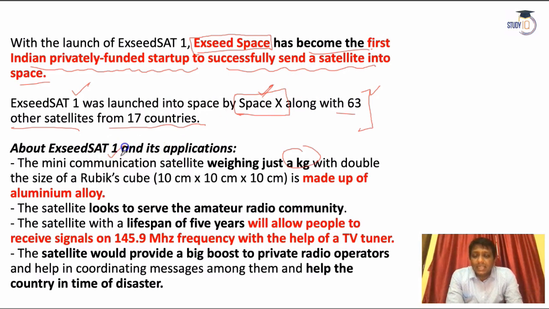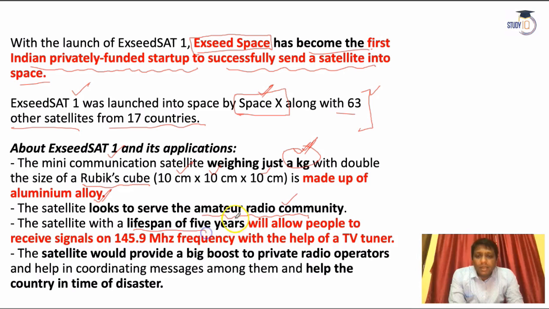Even CubeSat 1 and its application, guys: its weight, as I just told you, is 1 kilogram, and its size is like a Rubik's cube, with dimensions of 10, 10 and 10 centimeters. It is totally made of aluminum alloy, so the mass is very less. It looks to serve the amateur radio community in India.